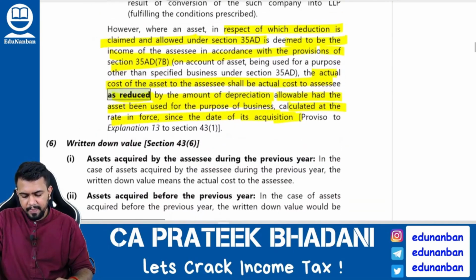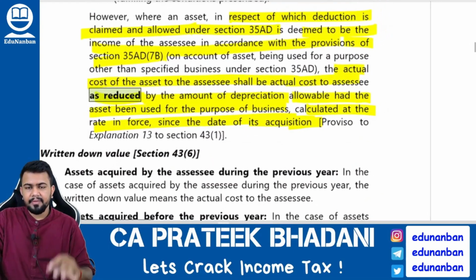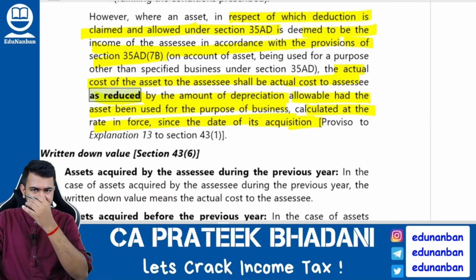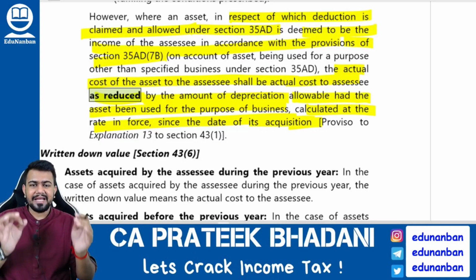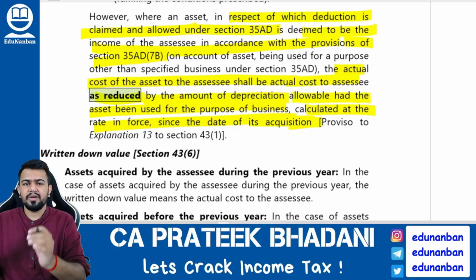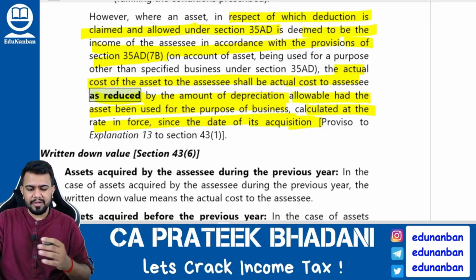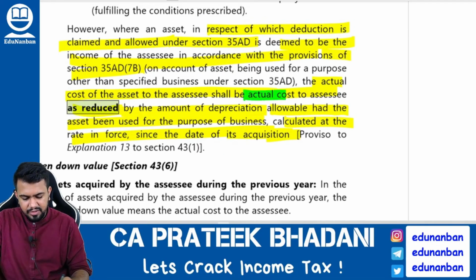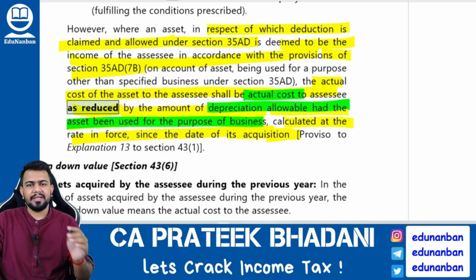Now what if within 8 years itself a capital asset is transferred from specified business under 35AD to a non-specified business? If an asset is transferred from specified business to a non-specified business, then what will happen? Then the cost of such asset will be the actual cost minus depreciation that would have been allowed in the business.